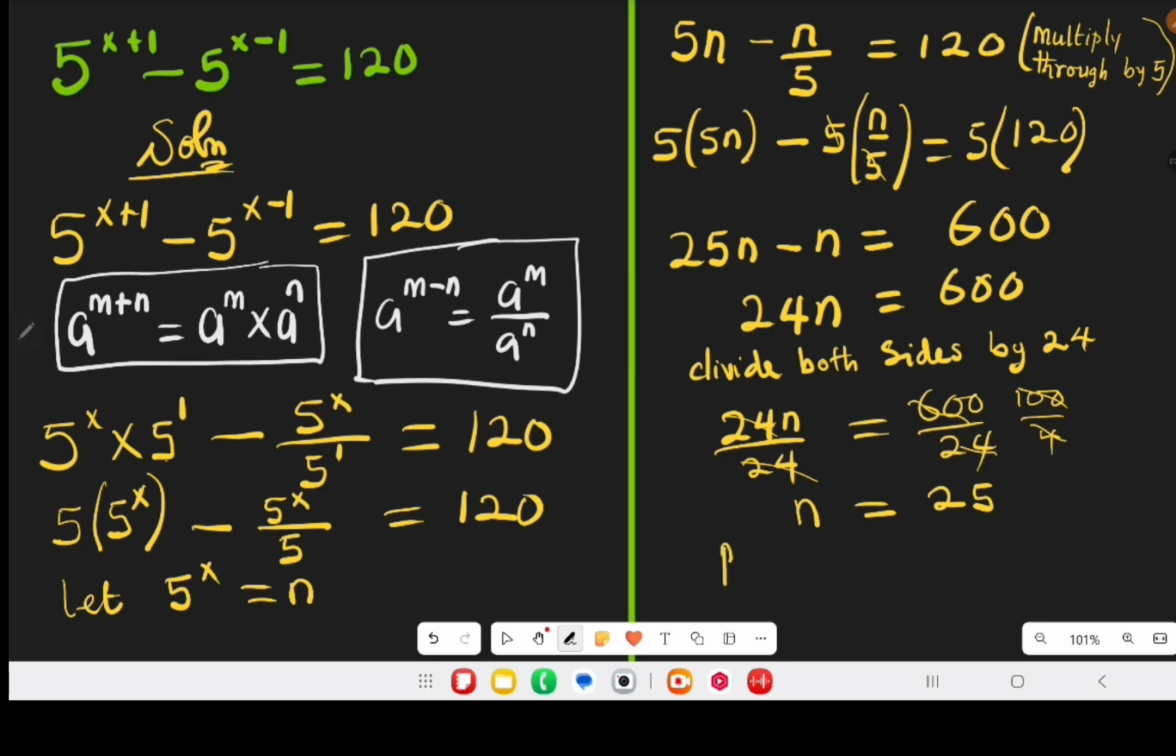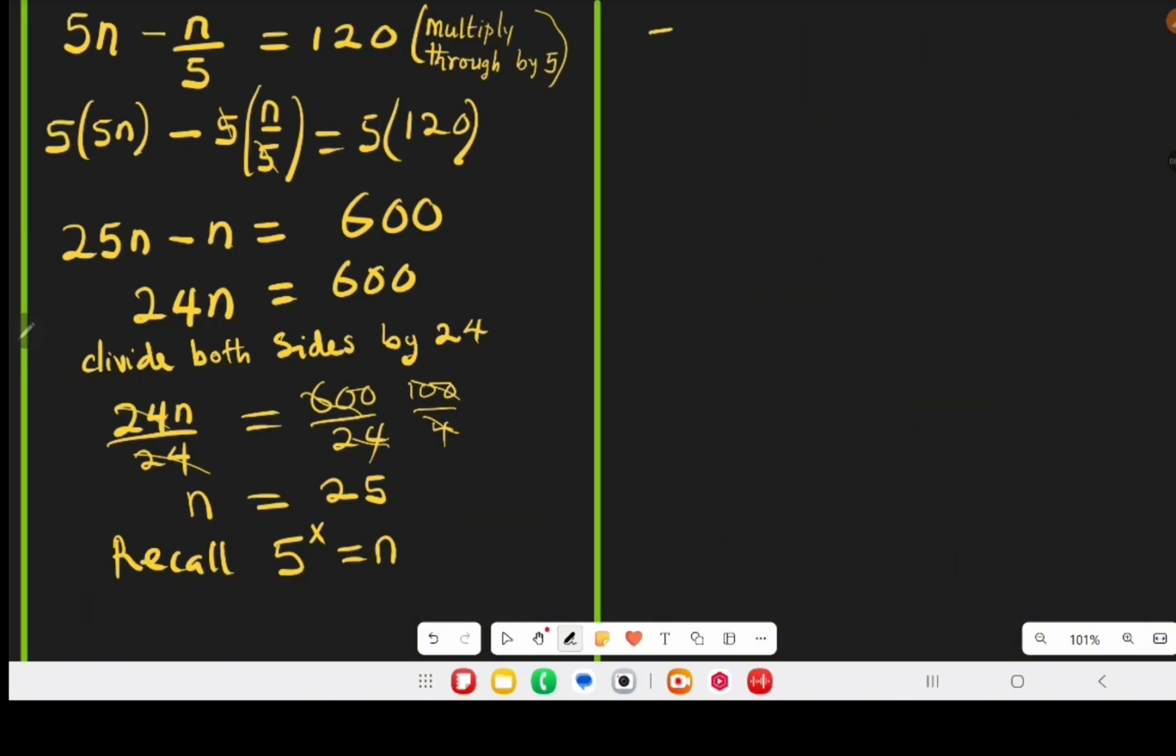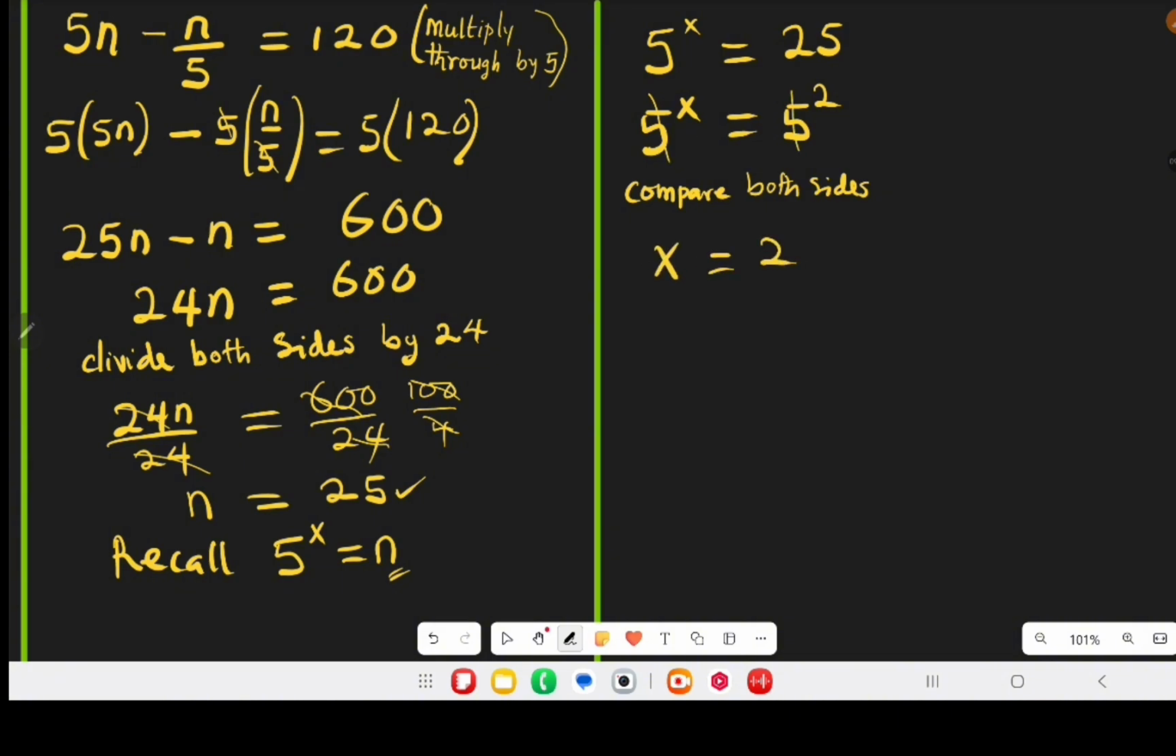We recall that 5 raised to the power of x is equal to n. Now if we continue, we have 5 raised to the power of x equal to n, which is 25. Now we express 25 in base 5. We have 5 raised to the power of 2, which is 25. Now we compare both sides. When we compare both sides, the base cancels base, left with the power x equal to 2 as the answer. Now we want to check if we are correct.